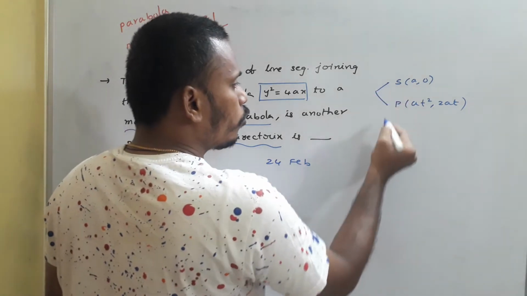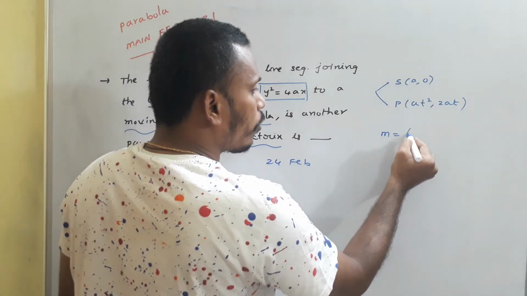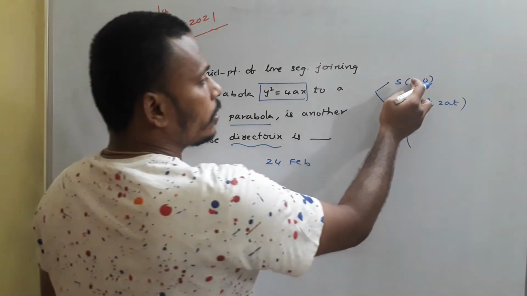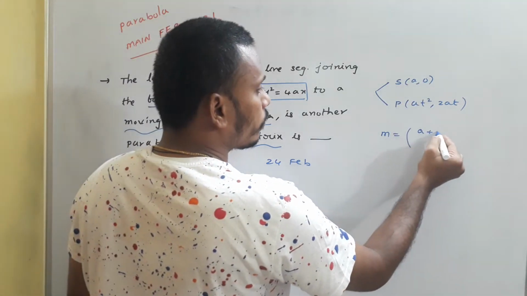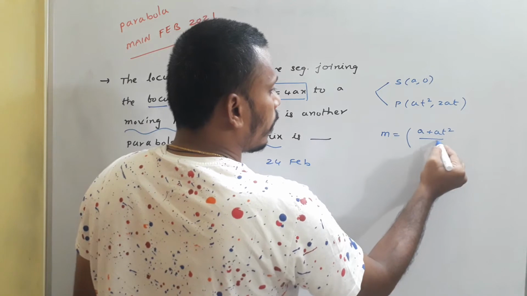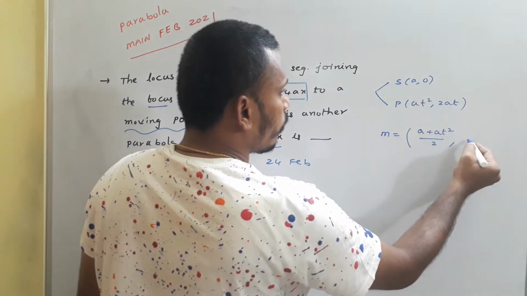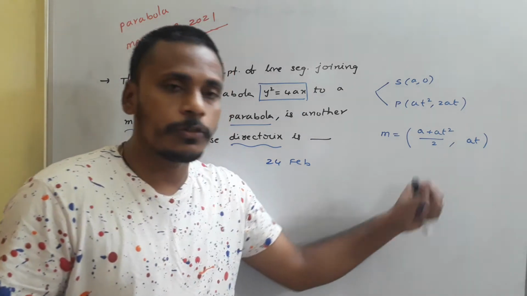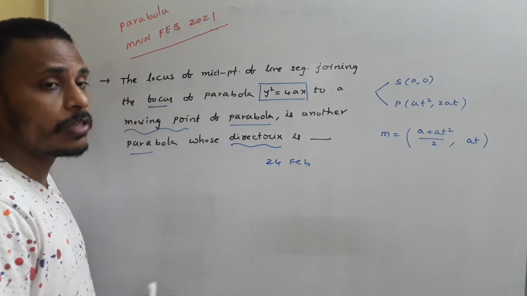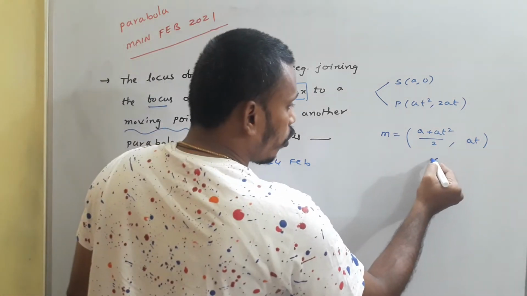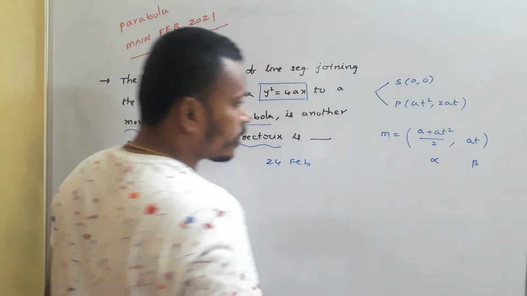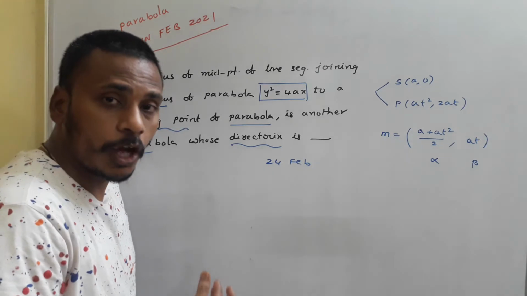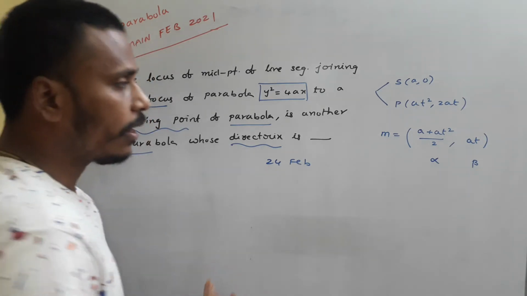So the midpoint of the focus and the moving point of the parabola is ((a + at square)/2, (0 + 2at)/2), in the sense (..., at). Now we need to find the locus of this midpoint, and it forms another parabola. To find the locus of this point, take this point as (alpha, beta). Then we need to establish a relation between alpha and beta, which acts as the required locus.